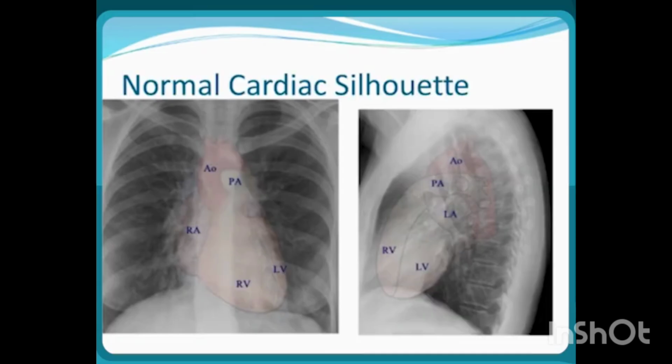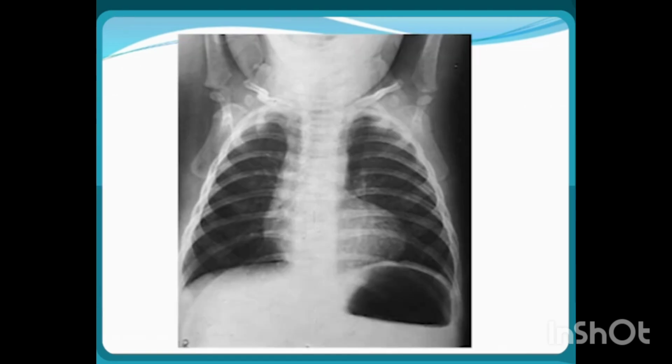So now come back to the X-ray. This is the normal X-ray of the child. So these are some of the X-rays of the CHD. Here you can see clearly, this is a boot-shaped heart and there is a decrease in pulmonary blood flow. This is the classic X-ray of the TOF.